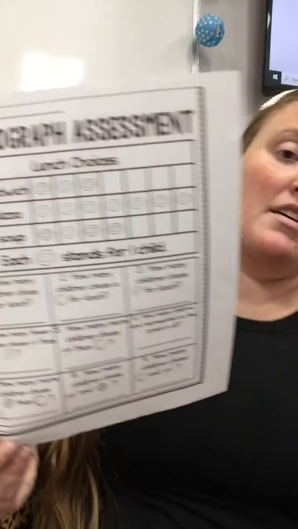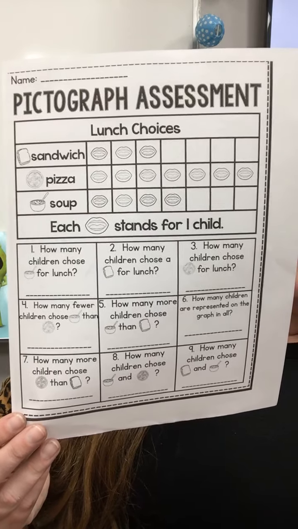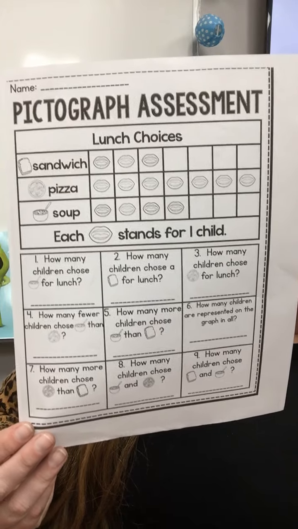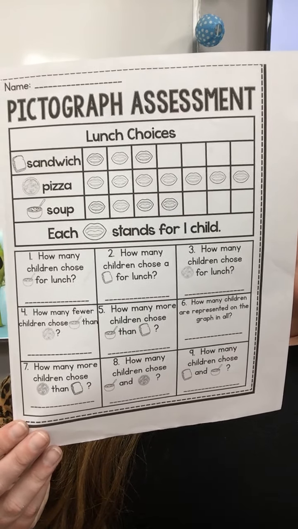Then we're going to do one more pictograph for math. I am not going to help you with this. Besides, I'm going to read the questions to you so you know them. Okay? Number 1. How many children chose soup for lunch? Sorry, I couldn't see it backwards. How many children chose soup for lunch? Write your answer. Pause this if you need to.